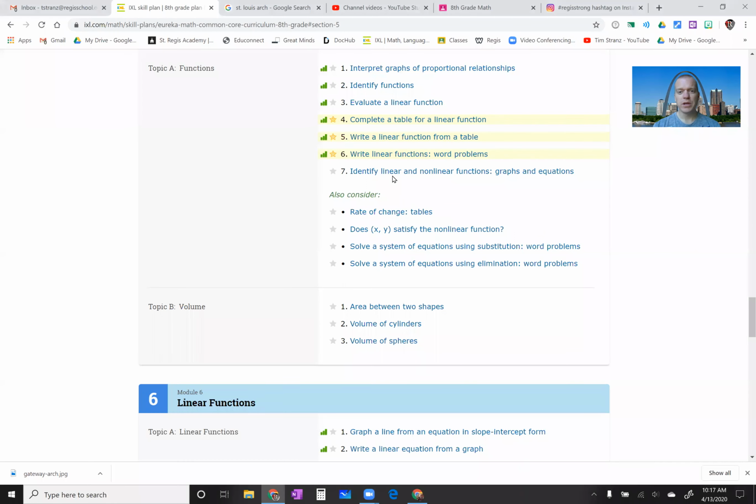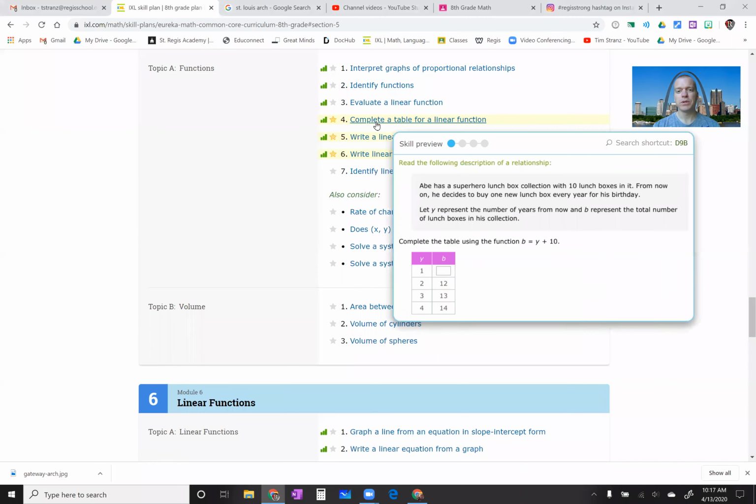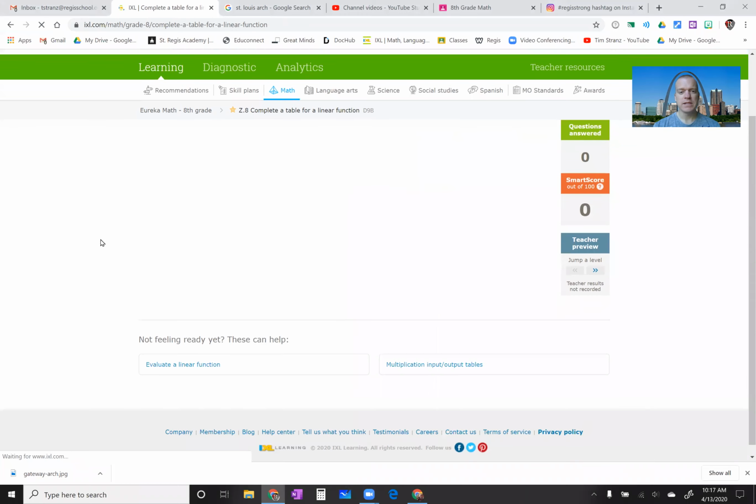Okay, so the first skill I want you to complete is complete a table for a linear function. Next one, write a linear function from a table. Last one, write a linear function's word problems. Let's start with complete a table for a linear function. Okay, so if we look at these, they are pretty simple.